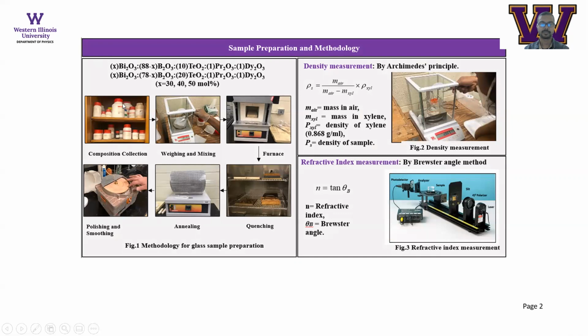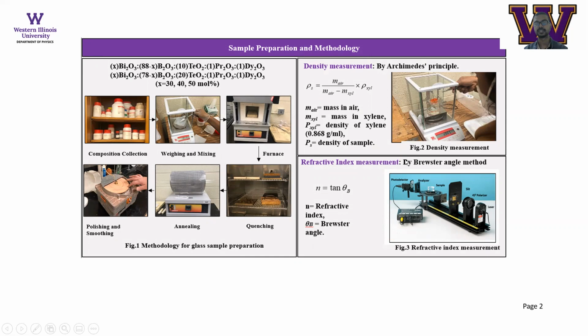For preparing the samples, first we collect our compositions, then we make the measurements with a balance and mix them very well. Then we keep it in the furnace for around 10 to 15 minutes at 900 Fahrenheit temperature. Then we quickly perform the quenching, then keep it for annealing to reduce the internal thermal stress. And finally, we polish our samples and smooth them. So this is our experimental part on the left side.